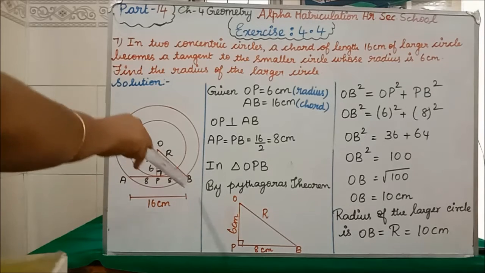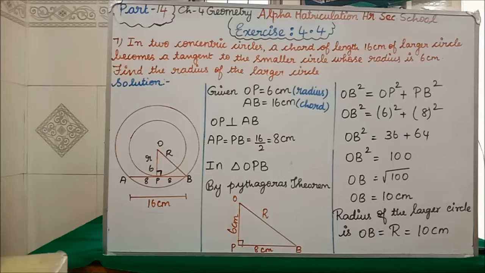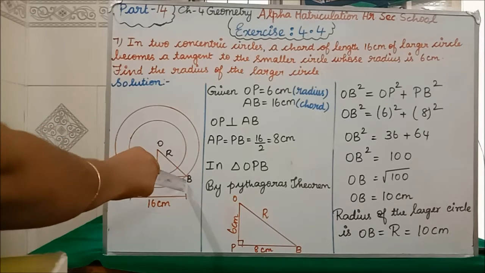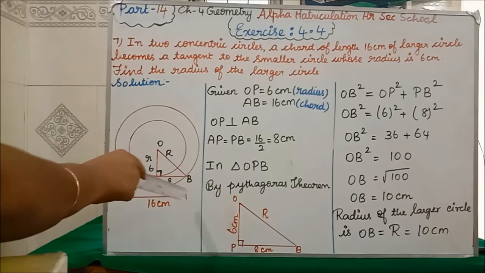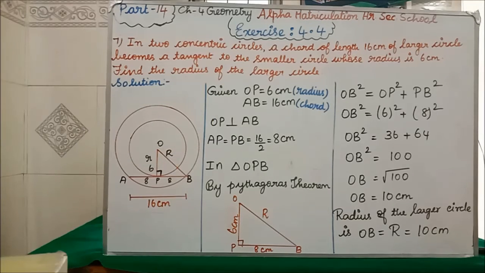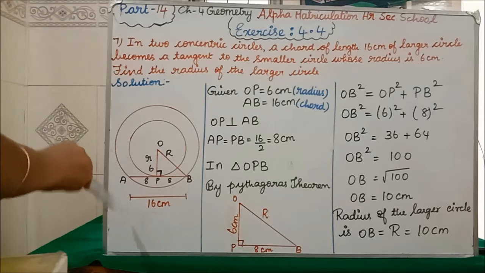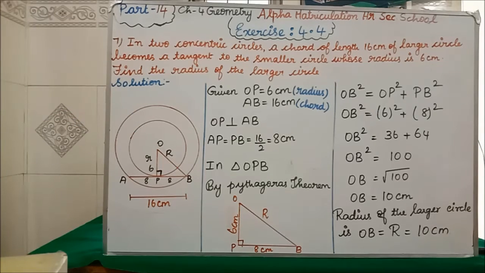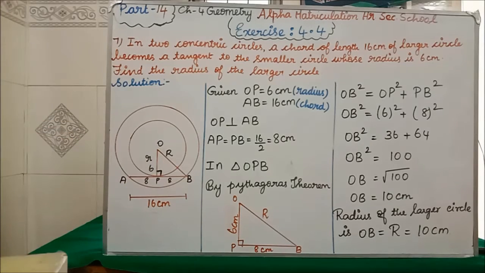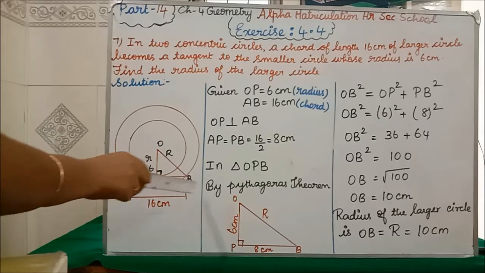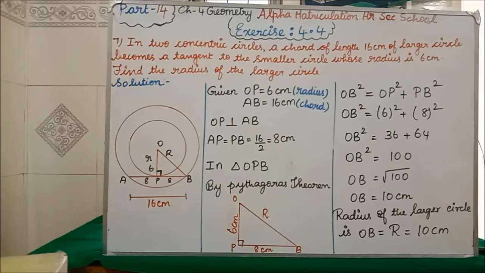Now, perpendicular means, as in the previous problem we have seen, AP and PB are equal. So, AP is equal to PB, which is half of the full length. The full length is what? 16. It is divided into 2 halves, so we are dividing 16 by 2. Clear? So, if this side is 8, then this side will also be 8. So, AP is 8, PB is also 8 centimeter.